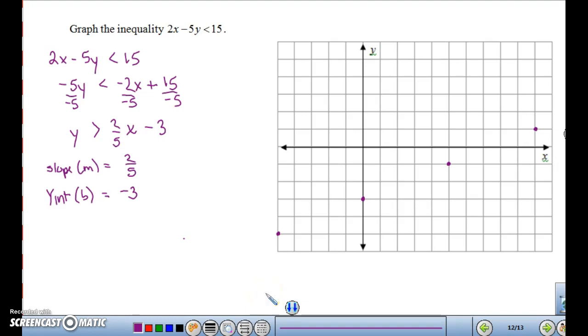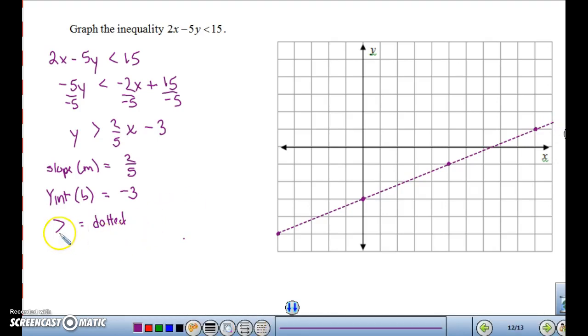Now, remember, this is an inequality. The inequality is greater than here. If we have greater than, does that actually equal 2/5 x minus 3? No, it doesn't. So that means this is going to be a dotted line when we draw it. Connect your points with a dotted line because it's not equal to.